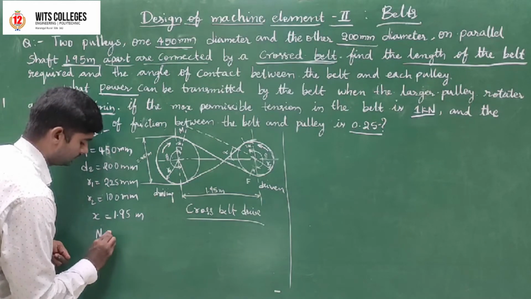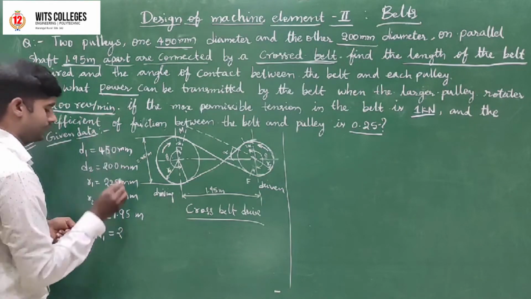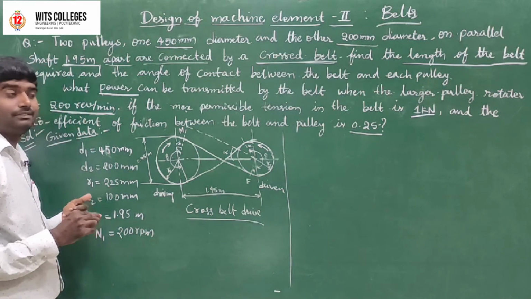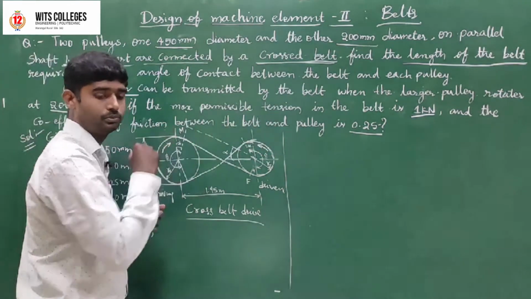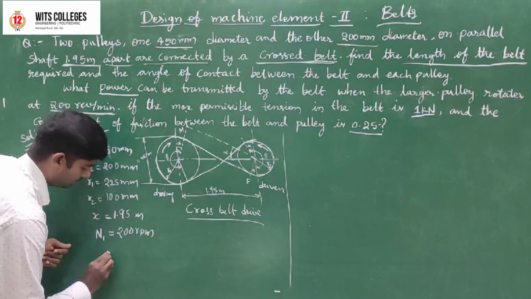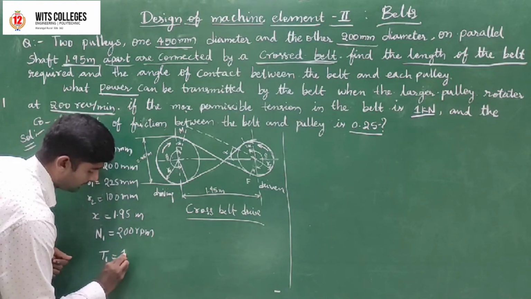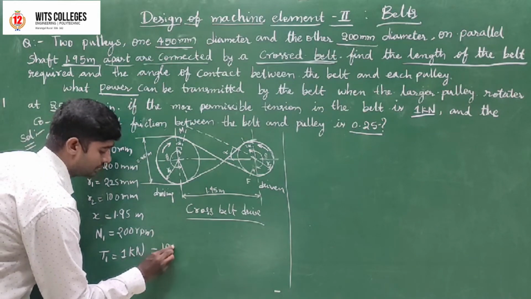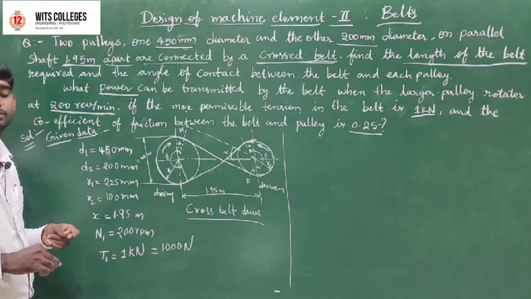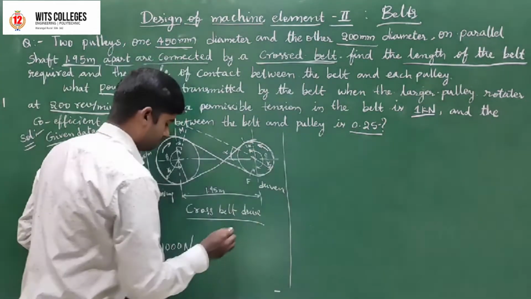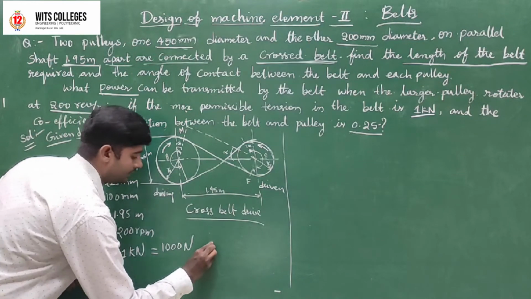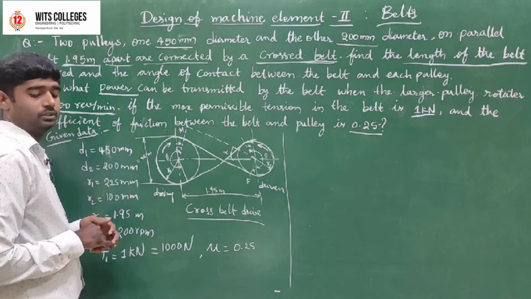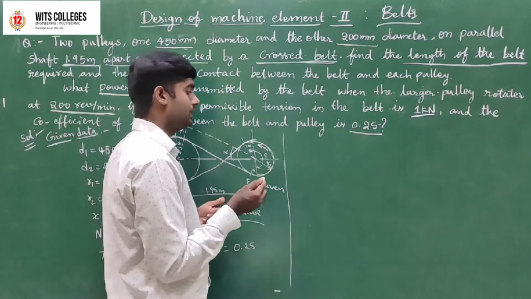N1 is equal to 200 rpm. The tension T1 is given as 1 kilonewton, converted into newtons, 1000 newtons. And mu, the coefficient of friction, is equal to 0.25. First of all, find out the length of the belt.